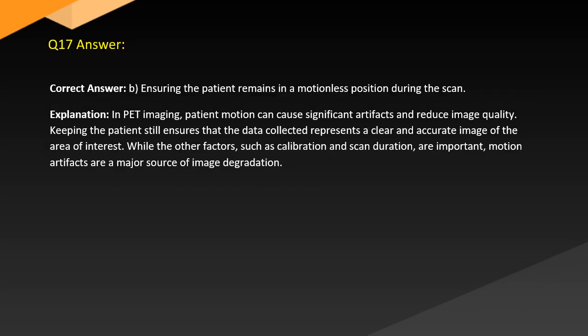Answer. Correct answer. B. Ensuring the patient remains in a motionless position during the scan. Explanation. In PET imaging, patient motion can cause significant artifacts and reduce image quality. Keeping the patient still ensures that the data collected represents a clear and accurate image of the area of interest, while the other factors, such as calibration and scan duration, are important. Motion artifacts are a major source of image degradation.